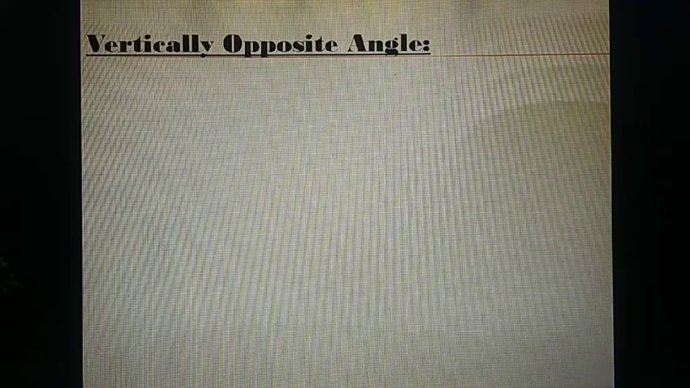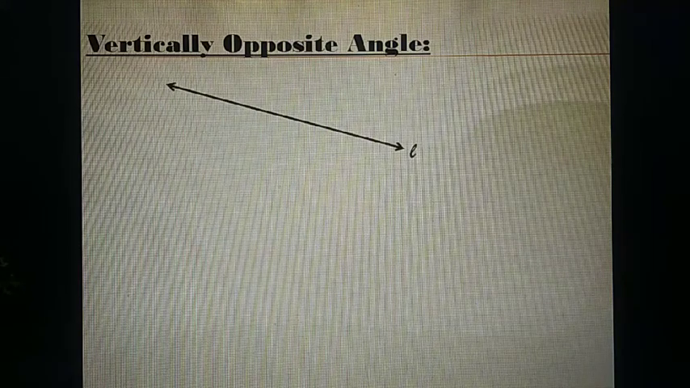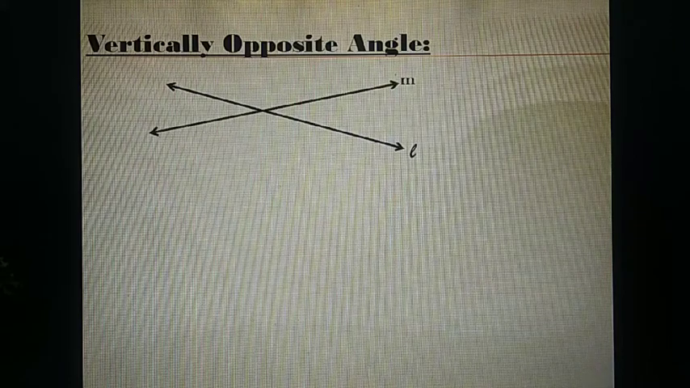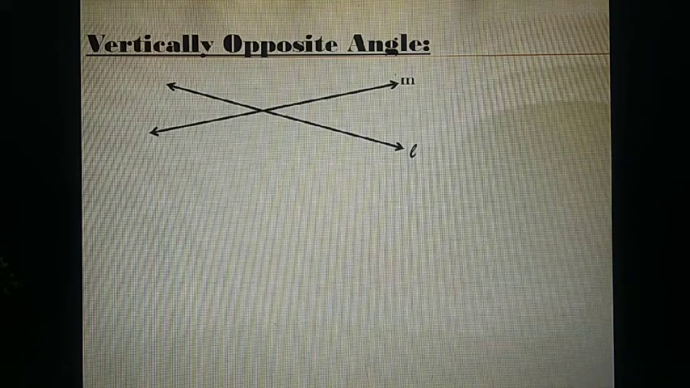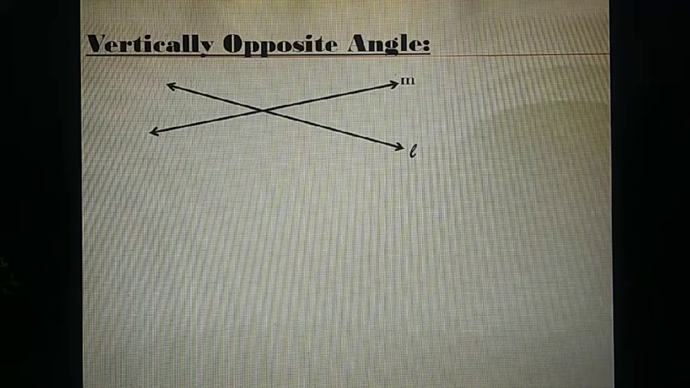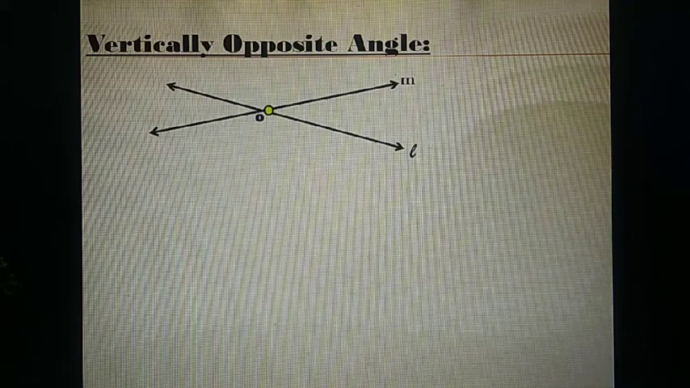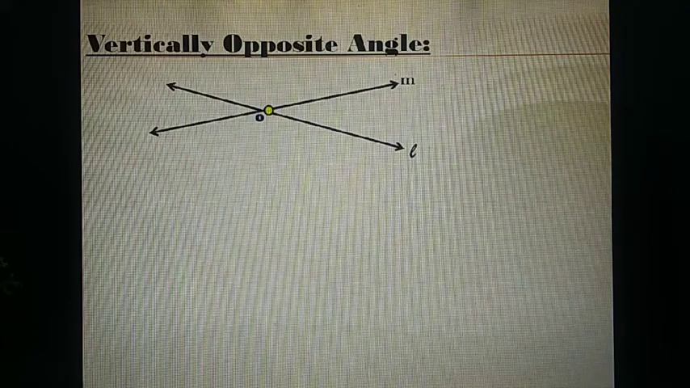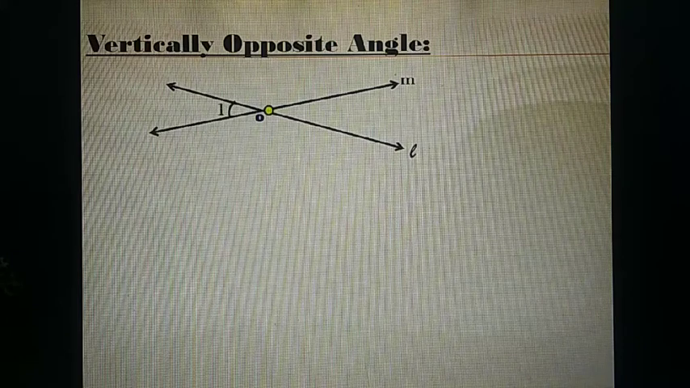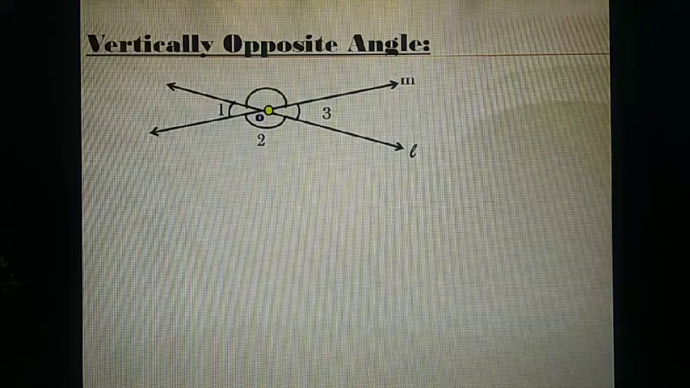Next is vertically opposite angles. Now let's consider that there is a line L. Next, there is a line M. Yes, they are crossing each other, or we can say they are intersecting each other at a particular point. Name it as O. So, how many angles are there now? 1, 2, 3, 4.